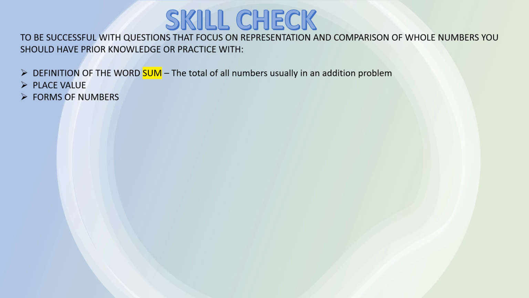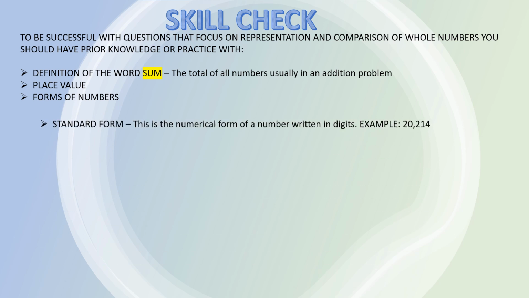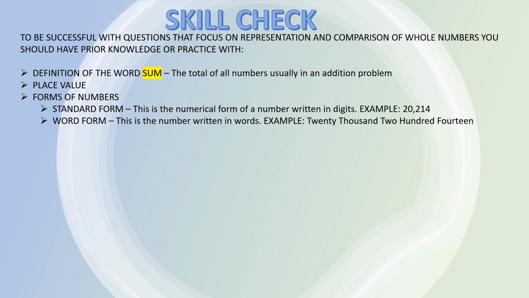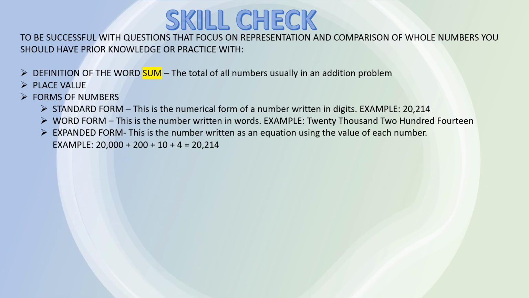Also, the different forms of numbers. The first form would be standard form. That means just writing the number with the digits. For example, the number 20,214 that's shown here is written in standard form. Word form. All that means is it's just the number written in words. Same number, 20,214. It's written in words in the example.